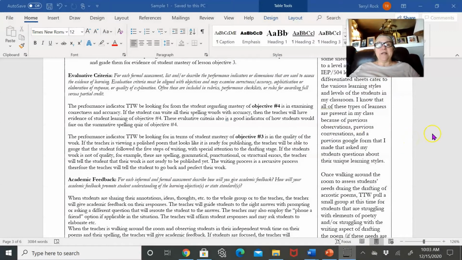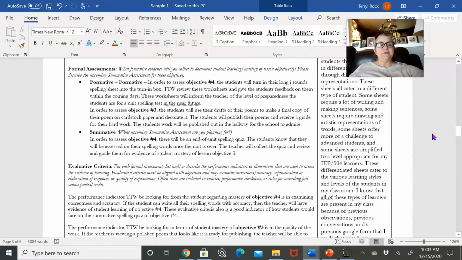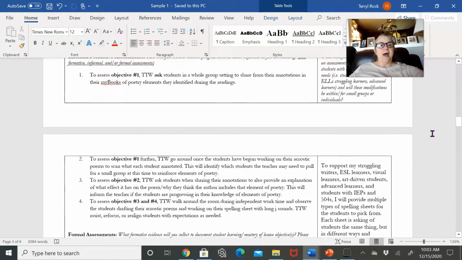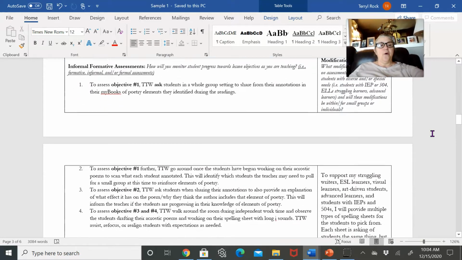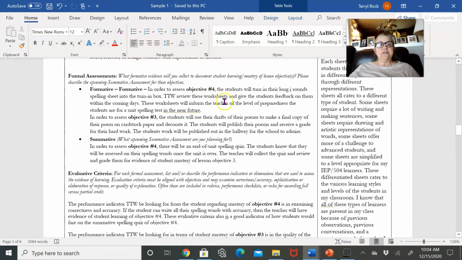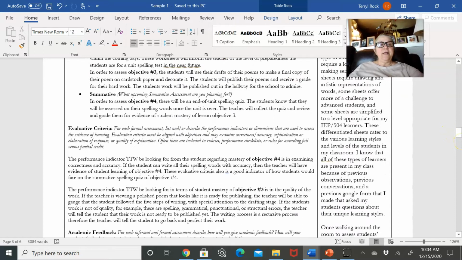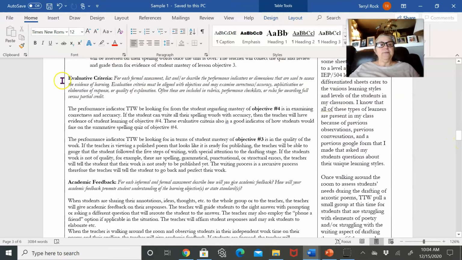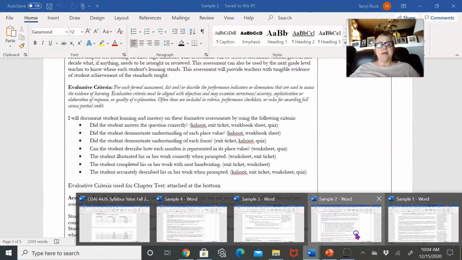So here's a sample, and with this student, you see that they have described their informal and formal assessments. They've directed attention to the correct objective. And then here for the evaluation criteria, they just describe the evaluation criteria, the performance indicators, so just a narration of the evaluative criteria. So that's very good. Let's look at some other samples.